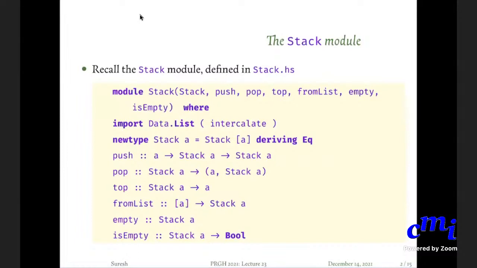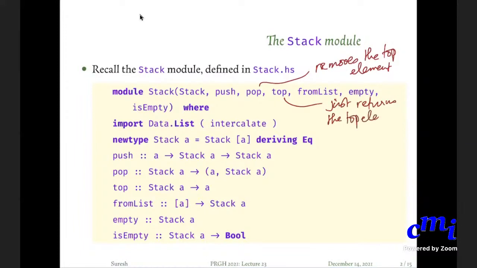Pop removes the top element, whereas top will just return the top element without removing. So that's the distinction between top and pop. And then you have some other functions, like you can build a stack from a list, and you can build an empty stack. You can check whether a stack is empty or not. And you use it using the newtype declaration.